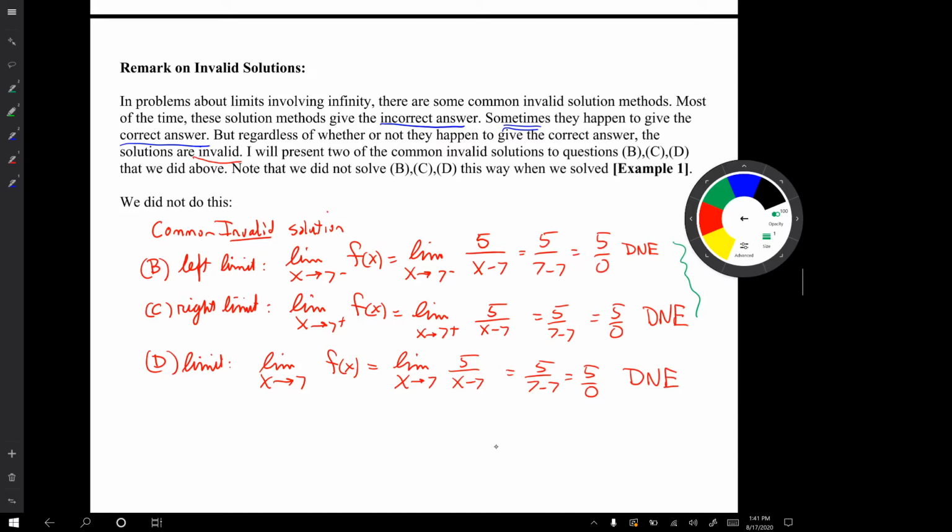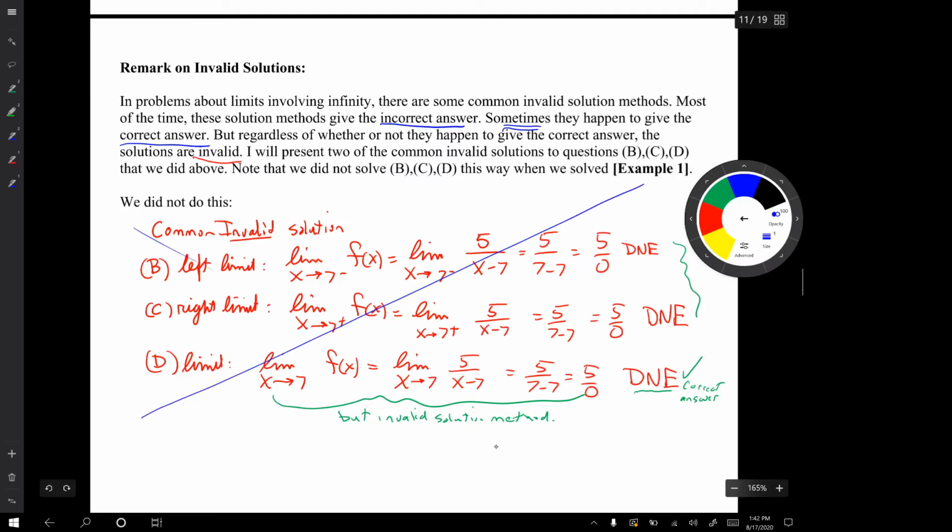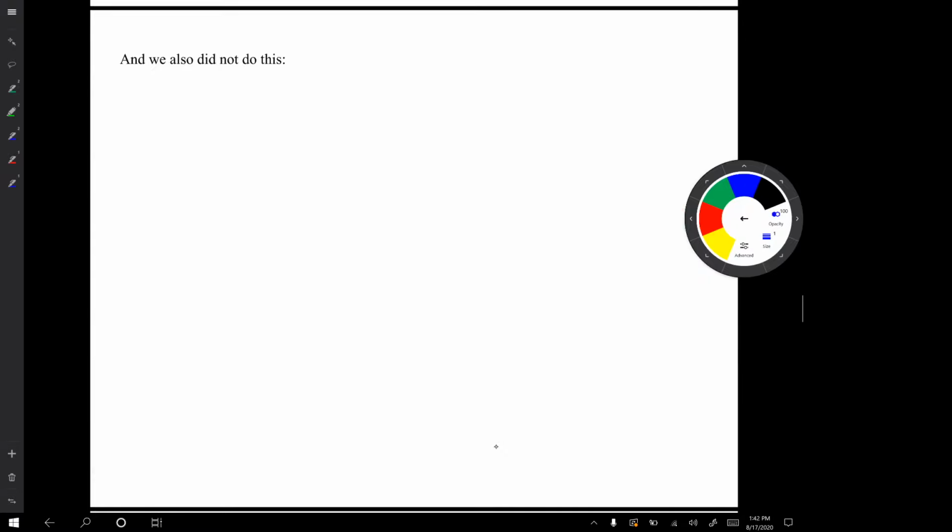Now, question D, this is the correct answer, but this solution method is invalid. The way that we know that this solution method is invalid is that it often gives the incorrect answer. So even though once in a while it might give the correct answer, it doesn't mean that it's valid. The whole thing is invalid. We also did not do this in our solution to questions B, C, and D.